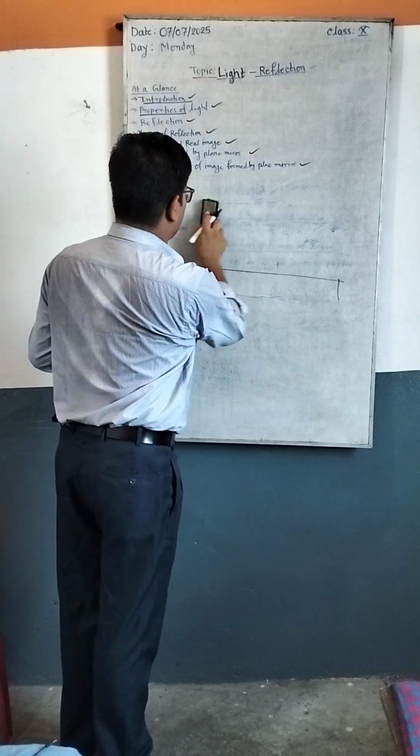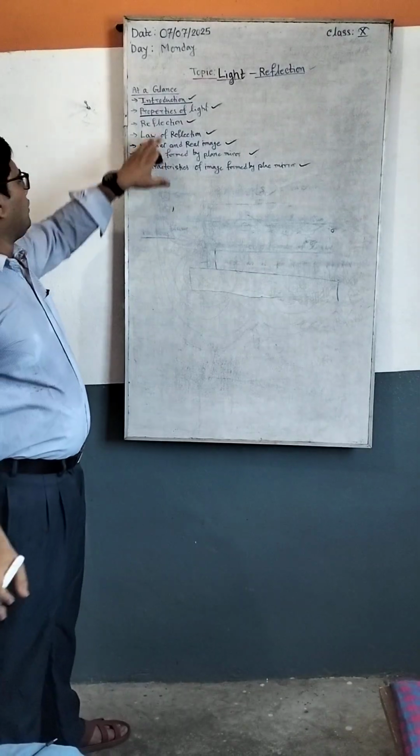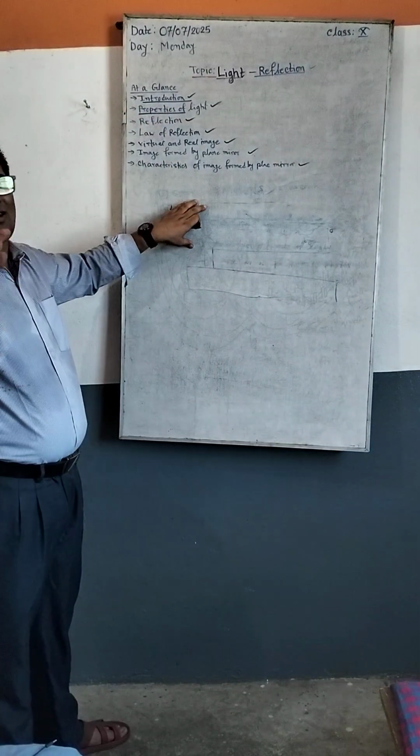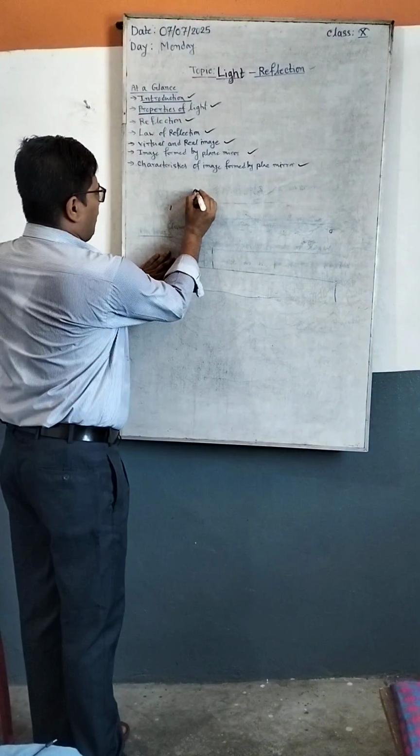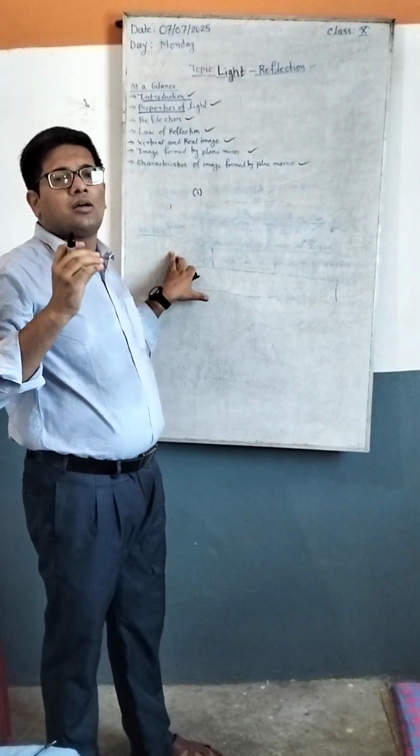Now, in class 10, there are three properties of light. When light travels and falls on an object, this shows absorption.